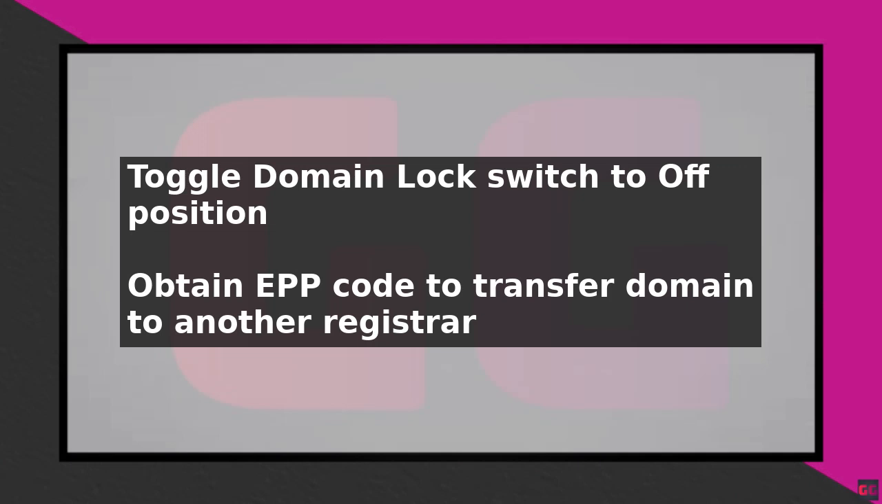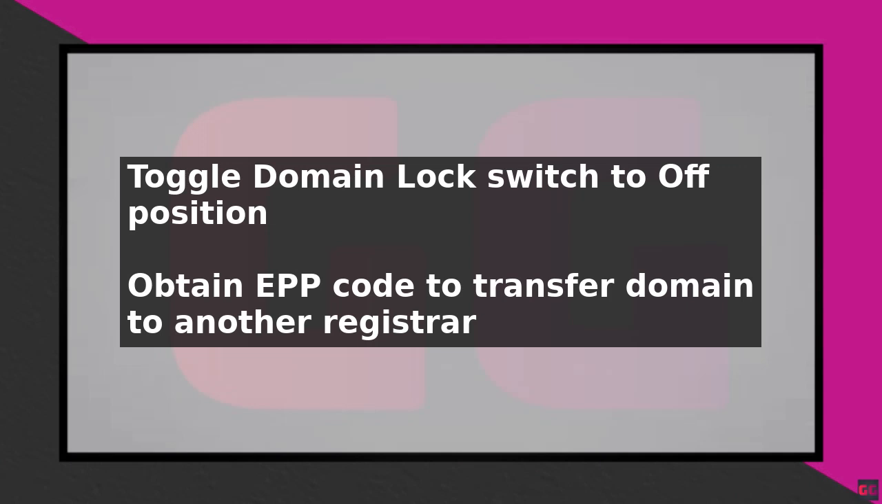You will then receive an email from GoDaddy with the EPP code for your domain. This code is usually sent to the administrative email address listed in the WHOIS database for your domain, so make sure this email address is up to date and accessible to you.